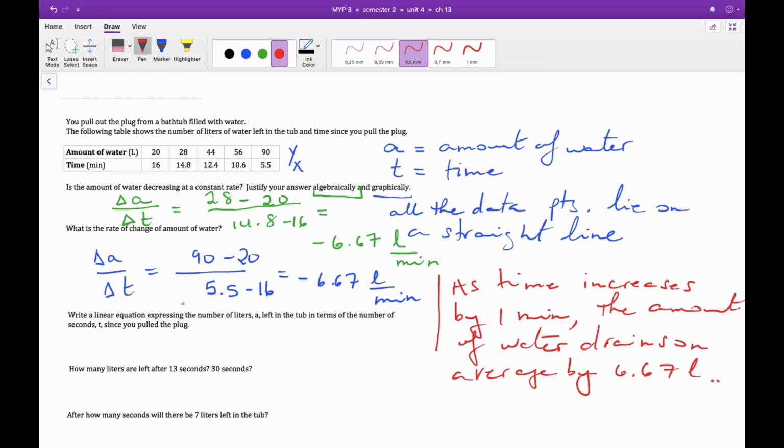The decrease means that's where the negative sign comes in. Sometimes it gets tricky with the negatives. So anything else for this one? Nope, I think that's it. In the next video, we are going to come up with an equation that would relate the amount of water with the time, and then we can use the equation to make predictions. Thanks.